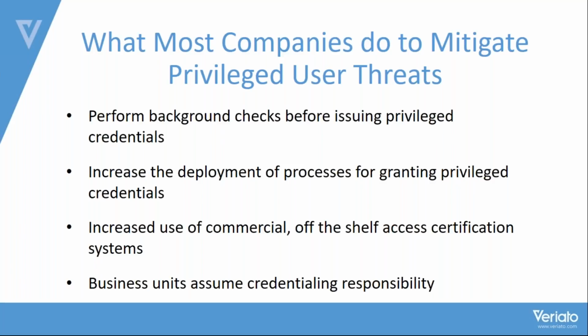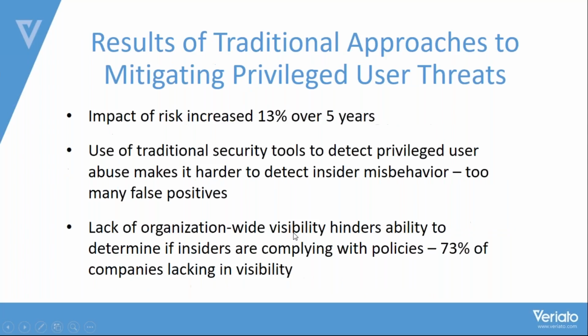Increase the deployment of process for granting privileged credentials. Increase the use of commercial off-the-shelf access certification systems, privileged access systems like that. Business units assume credentialing responsibility. You know, if I work for personnel, I work for finance, I'm going to be the person in charge of giving credentials to those who need it. These are some things that they're doing, okay?